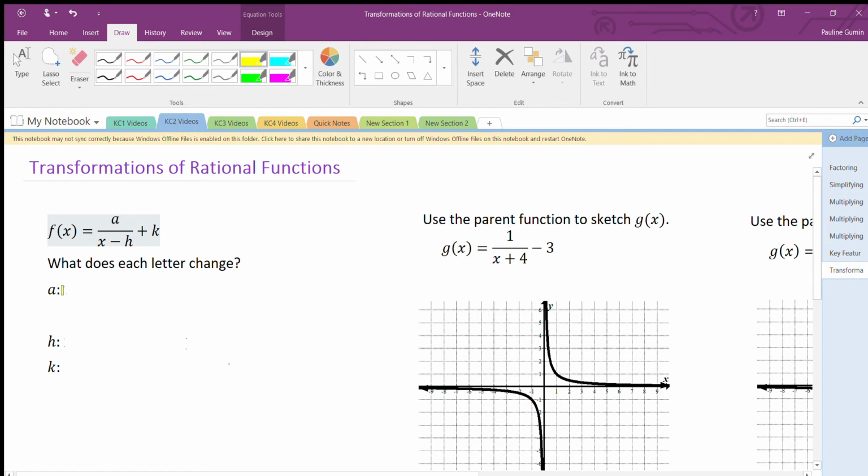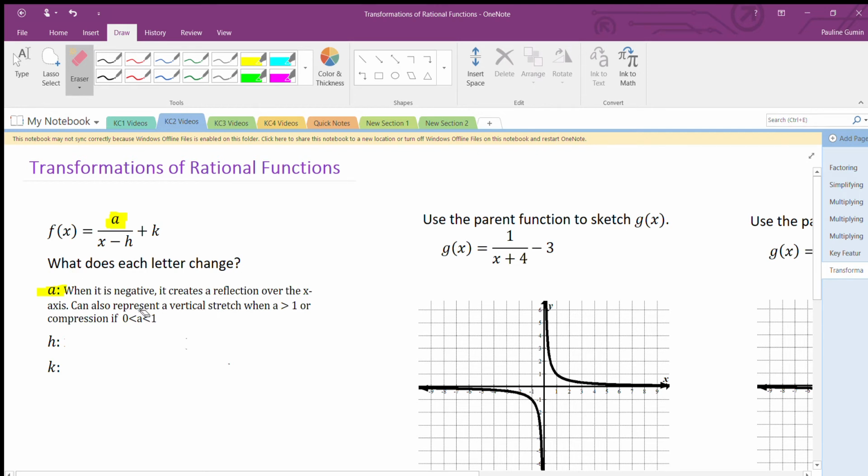First, we have A, and that's going to be on top of our fraction. The A represents reflections over the x-axis when it is negative, and it can also represent vertical stretches and compressions, but we're going to talk about that a little later.